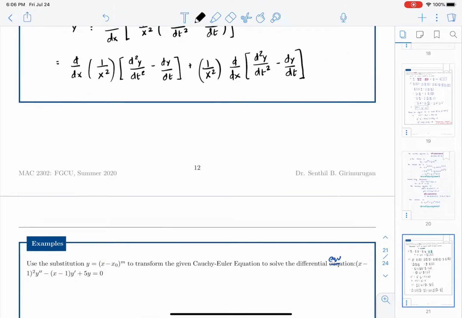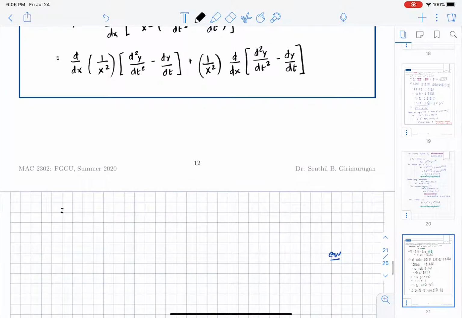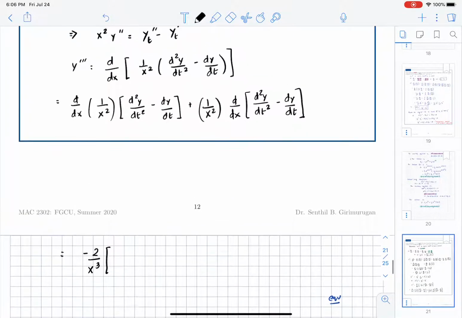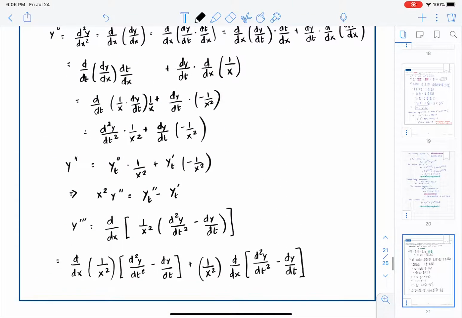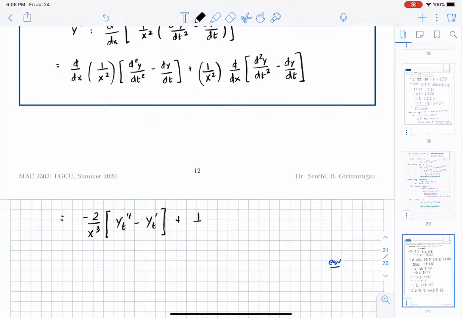So I'd have to add a page. So the derivative of d over dx of x to the minus 2 is minus 2 over x cubed. d squared y divided by dt squared is simply yt double prime minus yt prime, plus 1 over x squared multiplied by d over dx of d squared y over dt squared minus dy divided by dt.